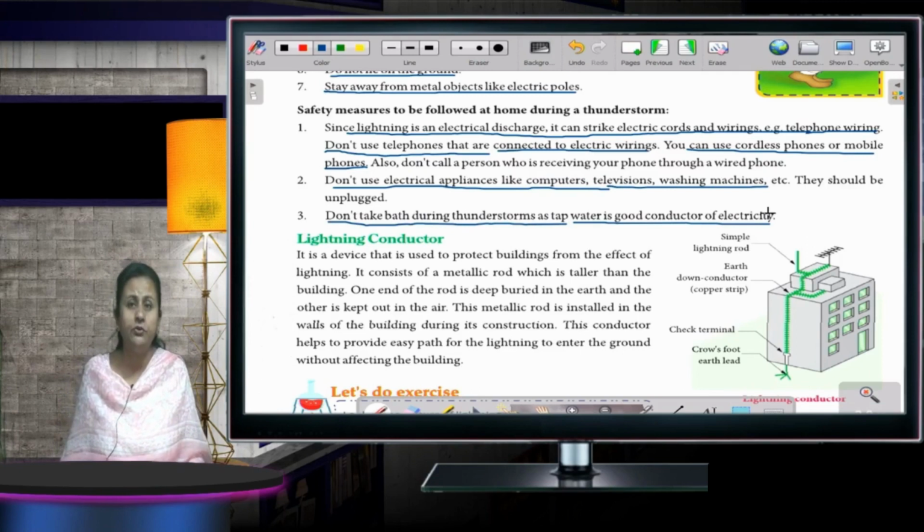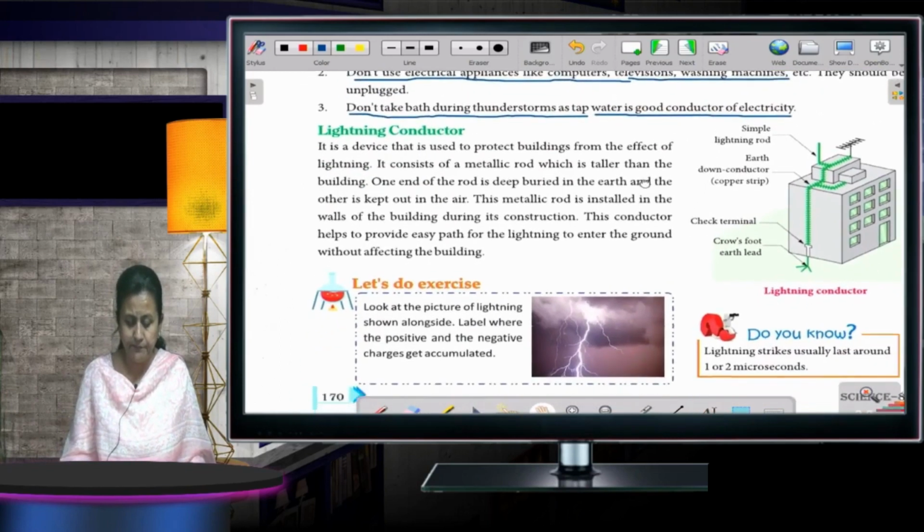As I told you, if you remember, tap water has a lot of minerals. So when the minerals are there, it becomes a good conductor of electricity. Okay. So don't take a bath during that time. Fine. Then lightning conductor. Next topic is lightning conductor. You can see on your screens here.